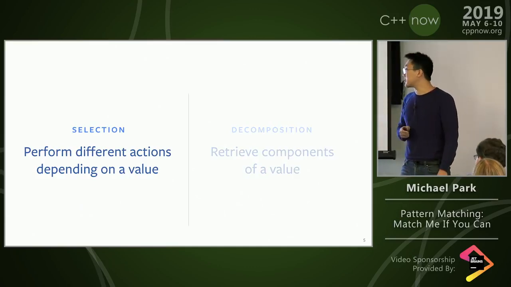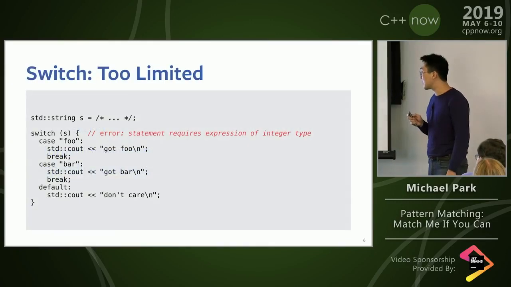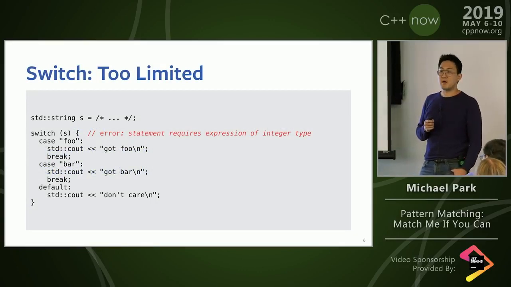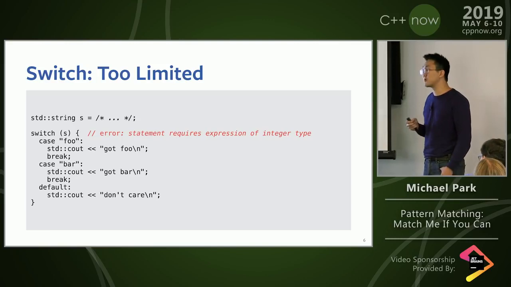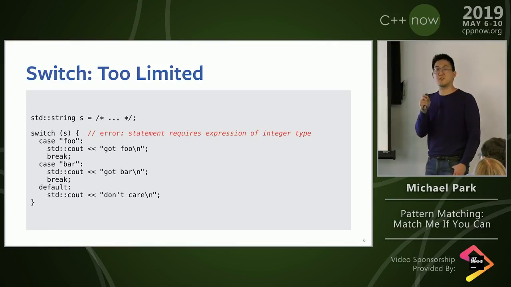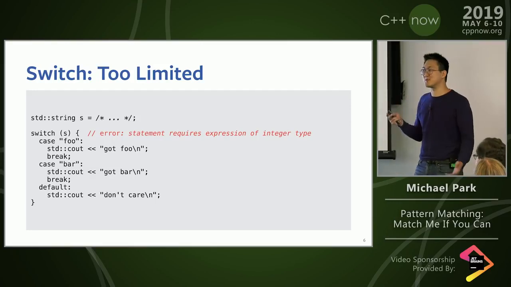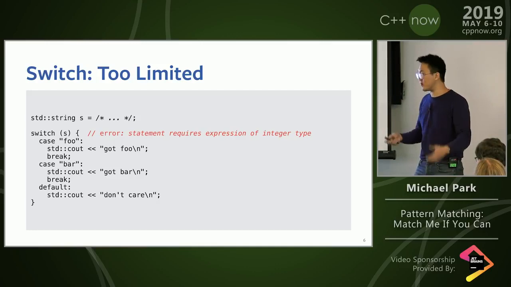So let's first talk about selection and status of it in C++. The first thing is switch, right? This is the first thing that you would reach for. And shortly after you start using it, of course, you realize that it's too limited. I think everyone probably has had this situation where you want to just switch on a string, and you can't do it because it only works for integrals. Actually, not even integrals. It works for a single integral, right? So even if you have just two integers, you can't just say like I want 0, 0. You have to nest switches to get what you want.